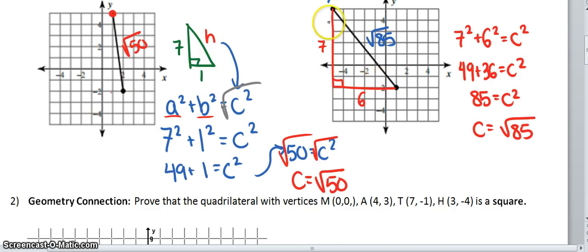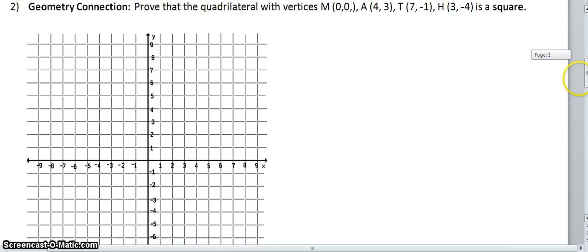Okay, you set this up on your own. You set up a right triangle, you connected the dots, you drew a right angle, you counted. This is 6, this is 7. Plug those in for A and B. Found your C is the square root of 85. Pause the video and ask me some questions if you have them.